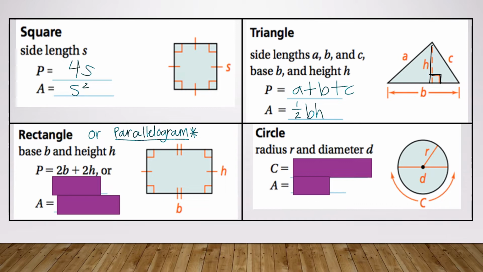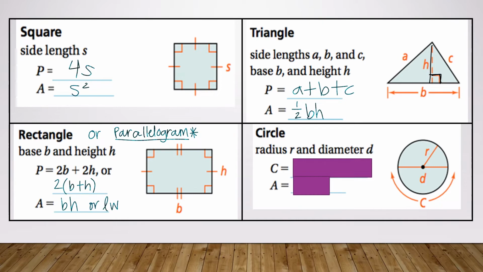For a rectangle or a parallelogram, make sure to write that down. You have perimeter equals 2b plus 2h, or you could have 2 times b plus h. For area, you would have b times h, or length times width. When we're just dealing with rectangles, we use length and width, but then when we move on to parallelograms in our next lesson, we will be using base times height, or a b and an h.